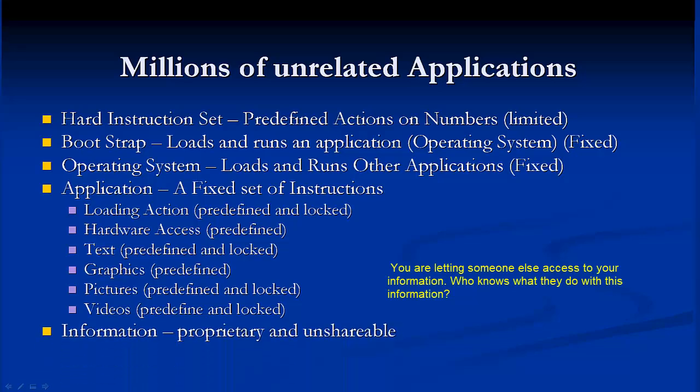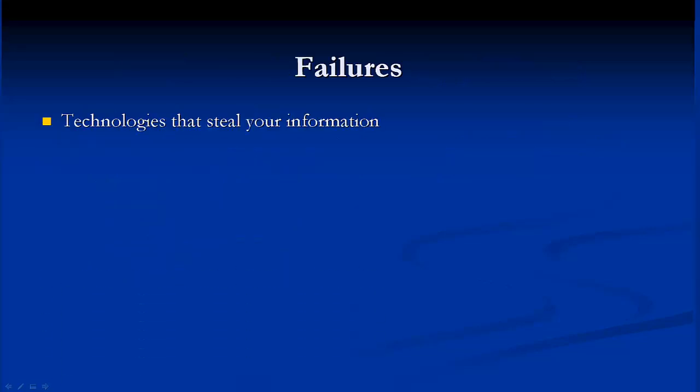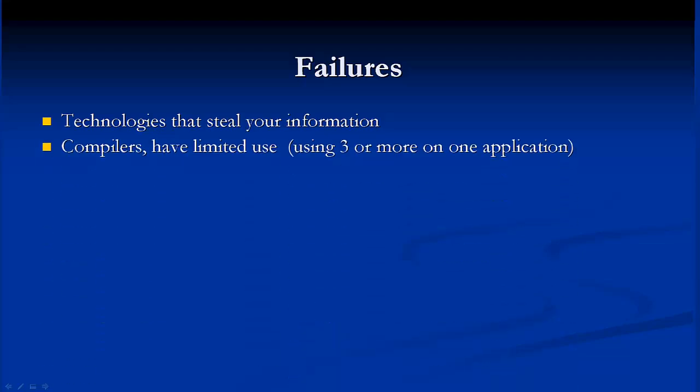And the information that you create, somebody else says, oh, well, we'll make that proprietary and unshareable. This is our technology. So our failures, technologies that steal your information, literally lock it away from you. Your car, you can't even access your car information. Our compilers have limited use. Basically, right now, our technology is we use 3 or more compilers for one application because we can't even instruct our computer, our own application, to do something.